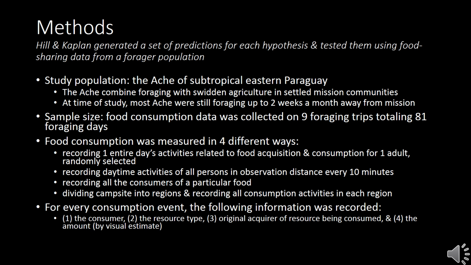By recording the entire day's activities related to food acquisition and consumption of a single adult randomly selected, by recording the activities of all persons in observation distance every 10 minutes throughout the day, by recording all the consumers of a particular food, and by dividing the campsite into regions and recording all the consumption activities of the individuals located in each region. For every consumption event, the following information was recorded: the consumer, the resource type, the original acquirer of the resource being consumed, and, where possible, the amount by visual estimate.